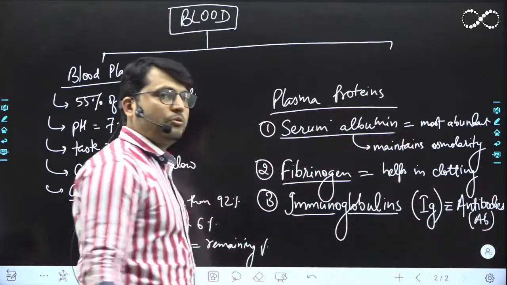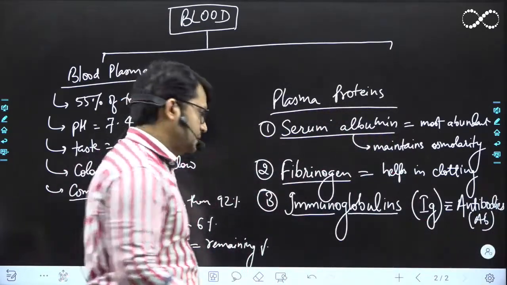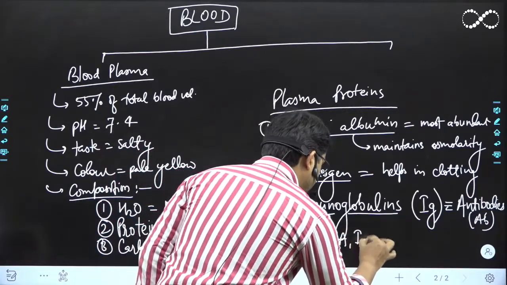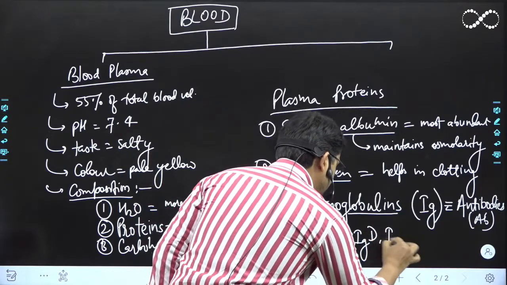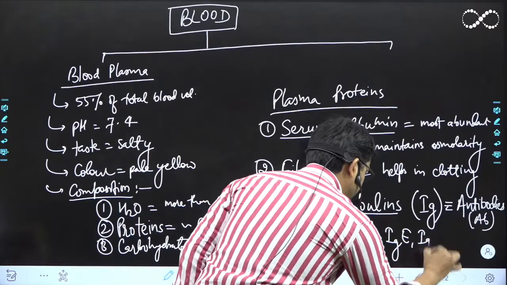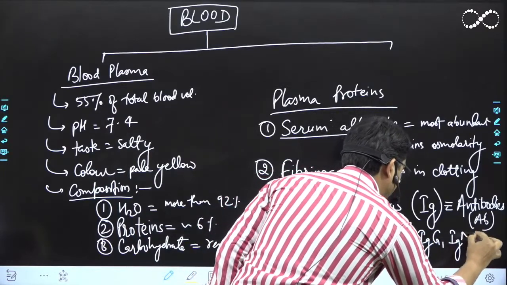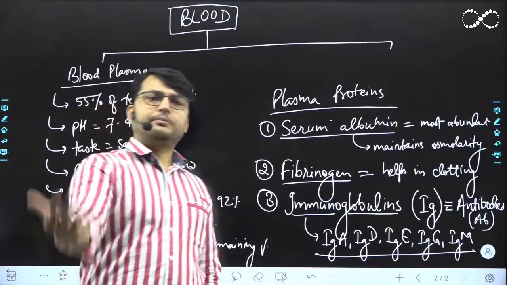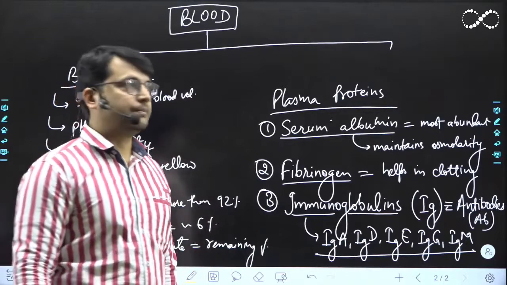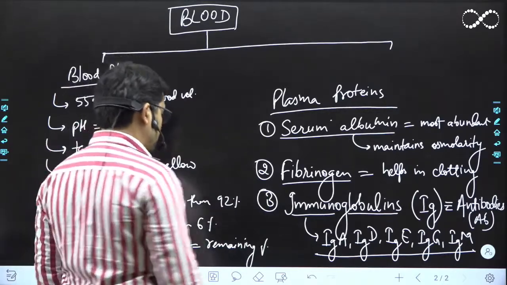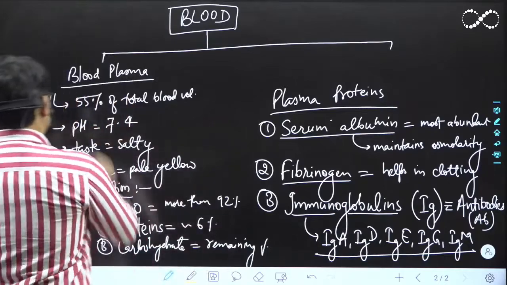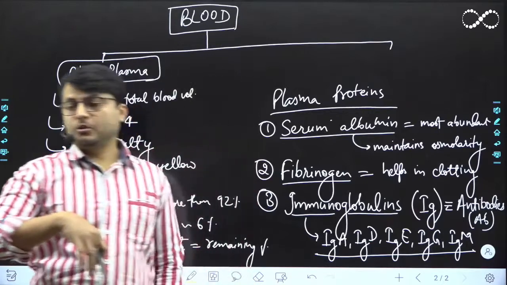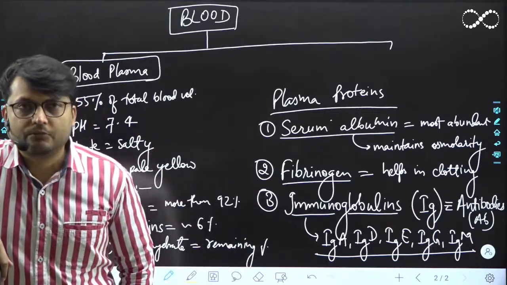Okay, and these immunoglobulins can be of 5 different types. That is, it can be either IgA, IgD, IgE, IgG, or it can be IgM. Okay, so these are 5 different types of antibodies, and these all are present in the plasma. Got it? I hope यहाँ तक आप लोगों को कोई डाउट नहीं होनी चाहिए. So this was blood plasma, the majority portion of the blood, right? 55% of the total blood volume.